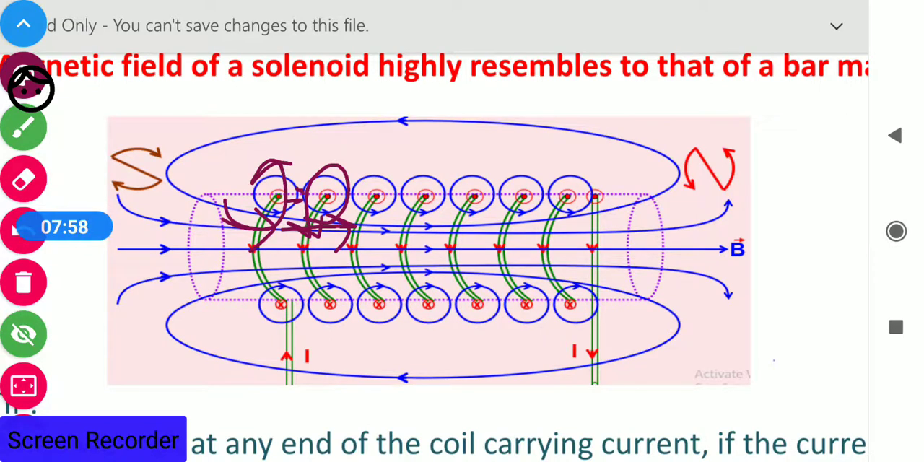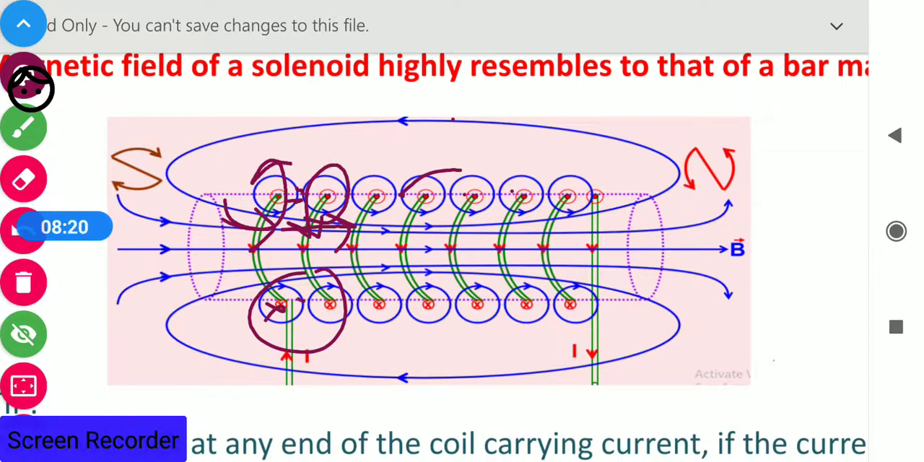So we can say inside the solenoid all the magnetic fields add up, while outside the magnetic fields cancel out each other. At all the points the magnetic field is coming out, and if you look here, the magnetic field is in the downward direction, which is shown by the cross.